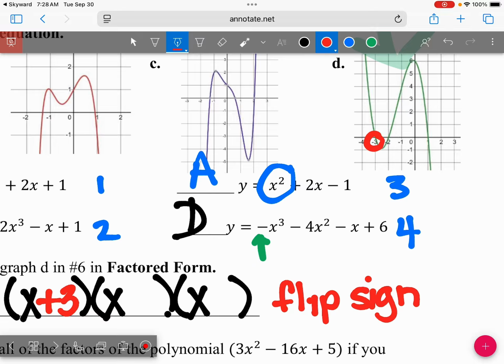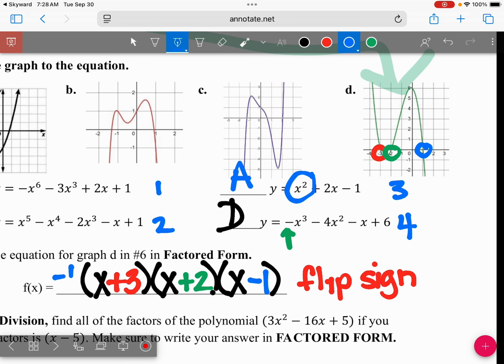So Chris, what do you think for the second one? +2. Yep, +2. And then Nelson, what would you say for the last one? -1. Good job. Now the last thing we have to do, because this is odd and negative, is just put a negative sign in the front, or a -1. We only have to do that when it's a negative graph.